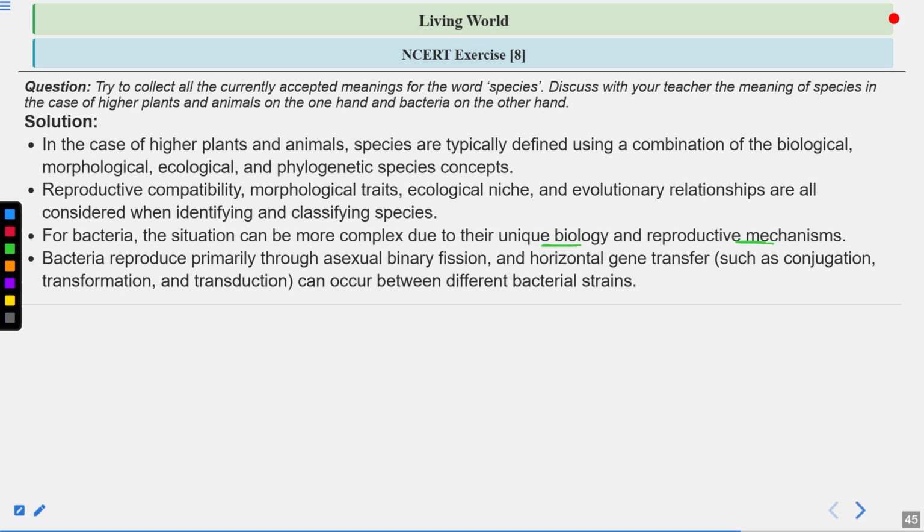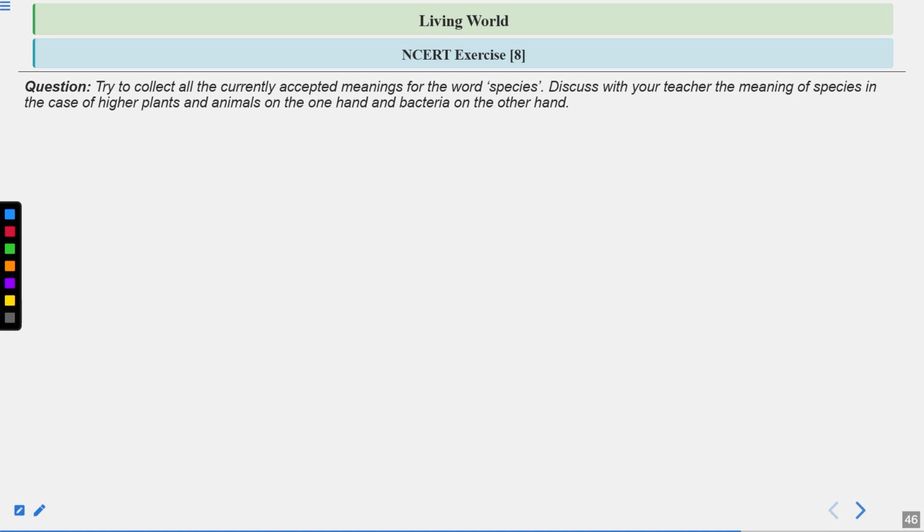So bacteria reproduce by asexual reproduction. Conjugation is a kind of sexual reproduction, but it is not a true sexual reproduction. So bacteria reproduce by binary fission, okay, or by conjugation, transformation, and transduction. So there is no sexual reproduction happening in the bacteria. It is multiplying by asexual reproduction. Or there is horizontal gene transfer, meaning transfer of genes within the same generation. Horizontal gene transfer can occur through conjugation, transformation, and transduction. So that's why in bacteria there is no sexual reproduction happening here.